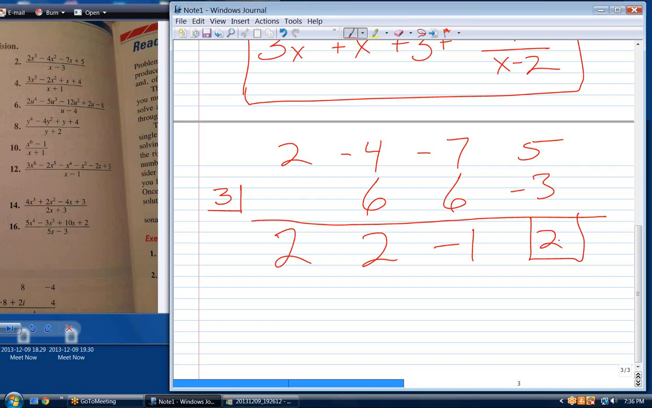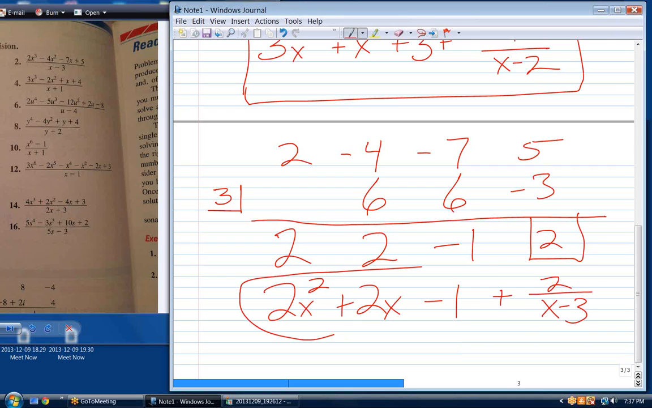Okay, so what's my answer? You have a remainder of 2, so... Well, what's the quotient polynomial? 2x squared plus 2x minus 1. The remainder of 2 over x minus 3. Yes. Just exactly like that. Okay?